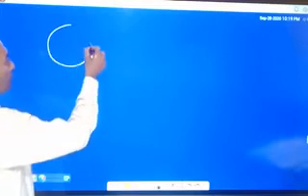Today we take magnetic field at the axis of a current carrying circular coil. This is a circular coil. This is the center of the circular coil. Then this is the axis of the circular coil. What is the axis of a circular coil? A line passing through the center and perpendicular to the plane of the coil is called the axis.